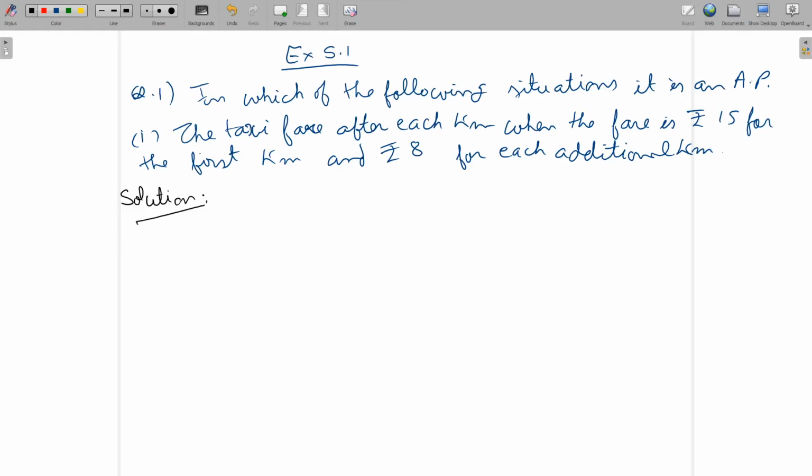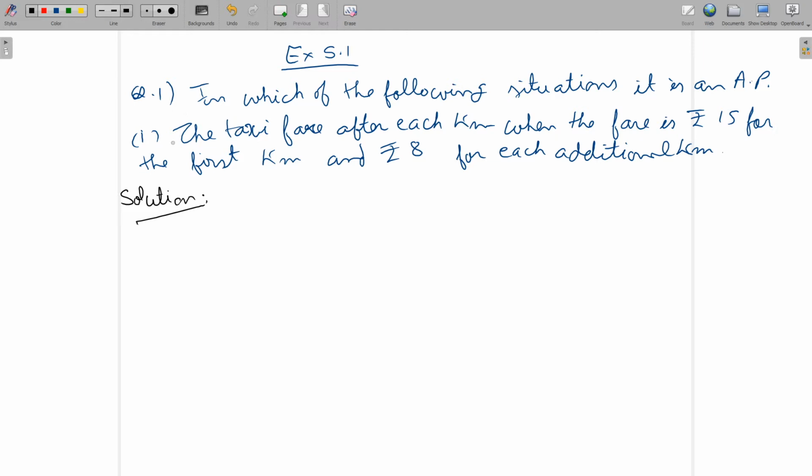Exercise 5.1. Question number 1, first part. In which of the following situations is it an AP? The first part is the taxi fare after each kilometer, when the fare is rupees 15 for the first kilometer and rupees 8 for each additional kilometer.